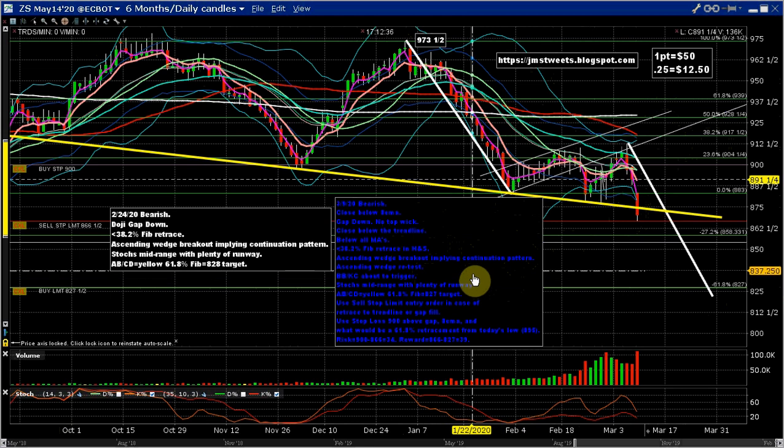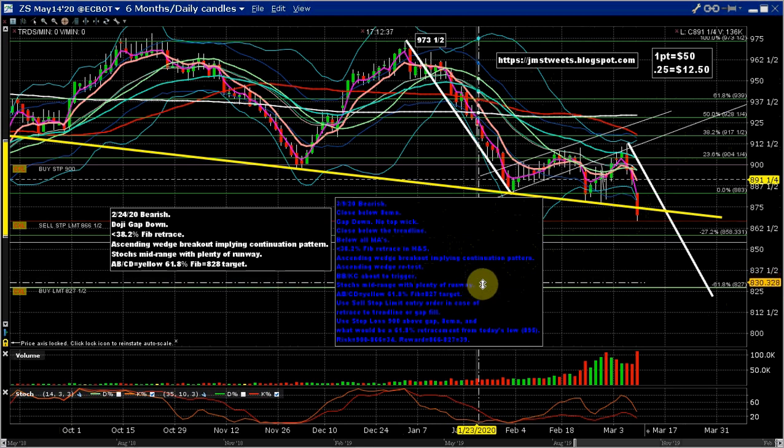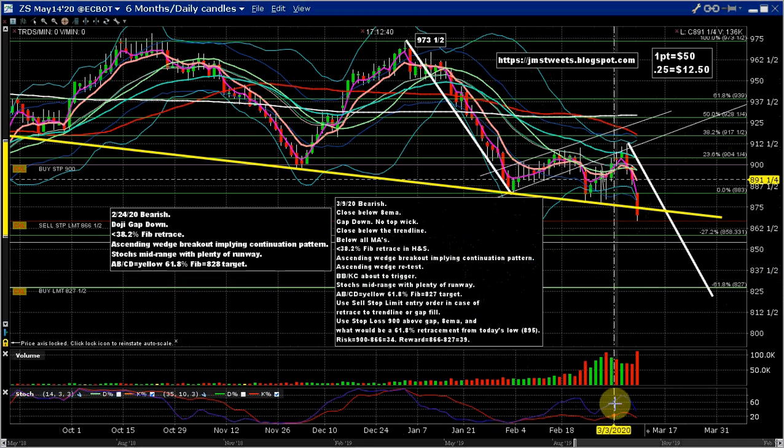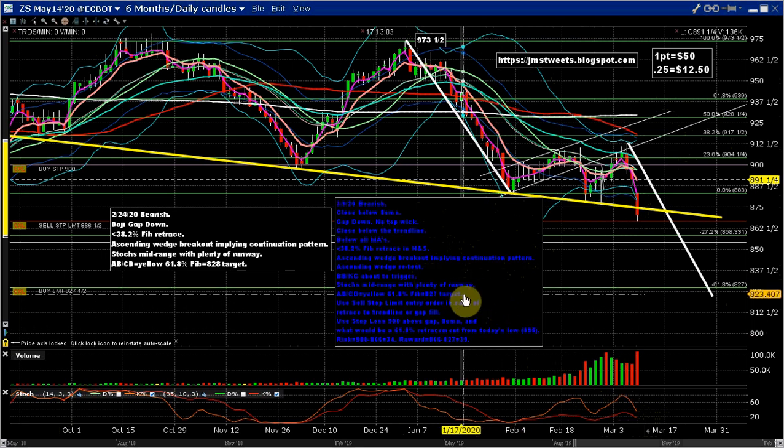That supports a short. The stochastics are still mid-range. Below 20 would be oversold, and the slower stochastics is just barely below 20, and the faster stochastics is not even close yet. So there's a lot of room before it becomes oversold, is the point. So we've got room to short it.